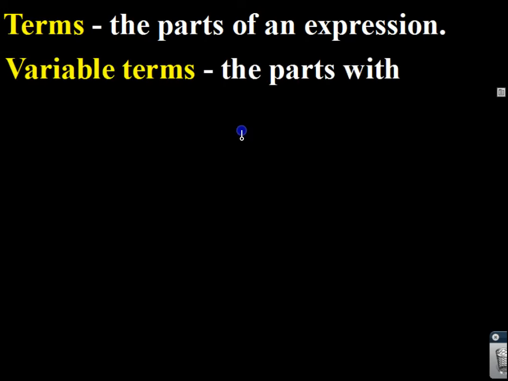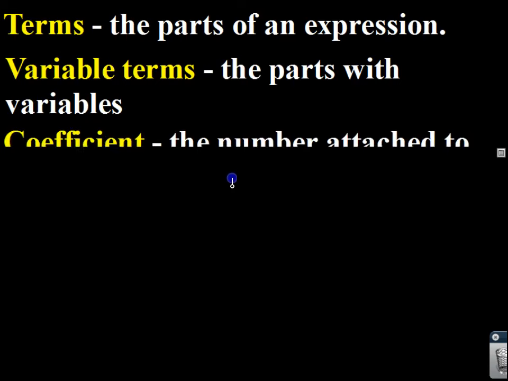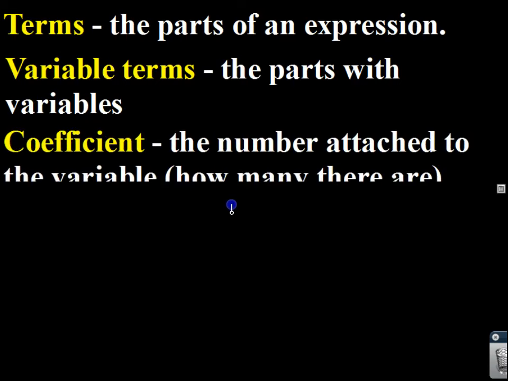We have variable terms. These are the parts of an expression with variables. Then we have a coefficient. This is the number attached to the variable, also known as how many there are. Also the number that you multiply a variable by.